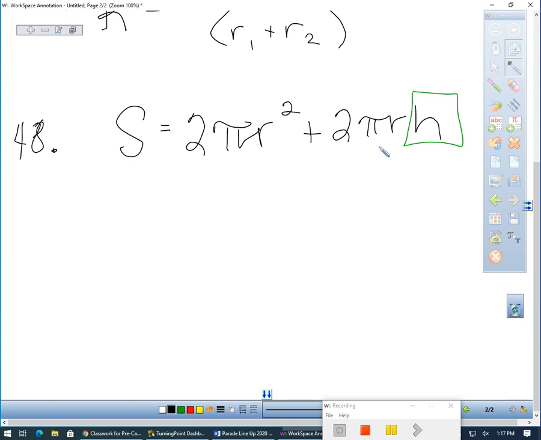No, let me say that again. This term that doesn't have an h in it, we need to move to the other side. Right now, it's added to that one. How do I get rid of it? There we go. Good. We want to subtract this 2 pi r squared to this side.